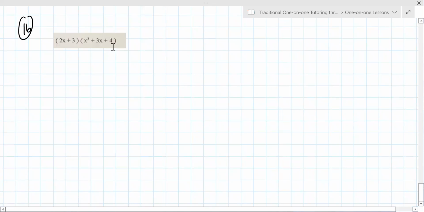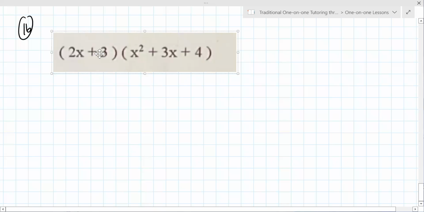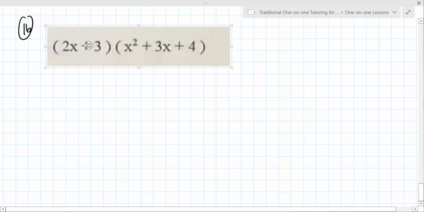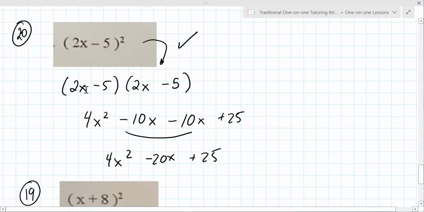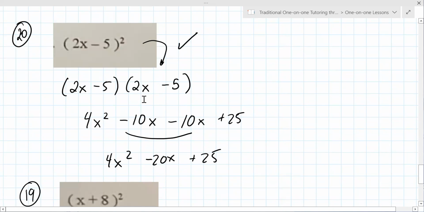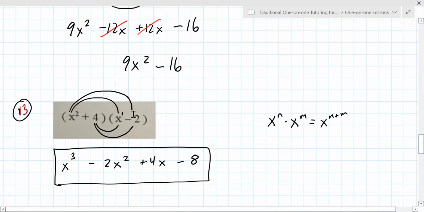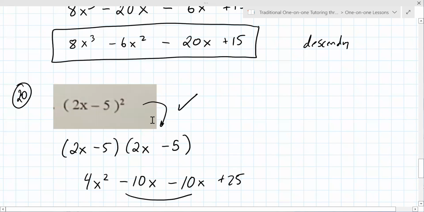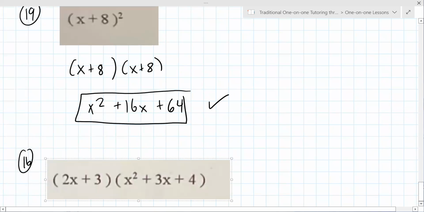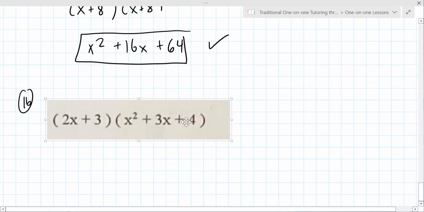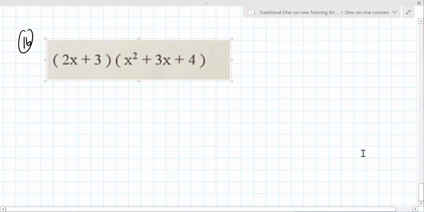All right. So the FOIL works well for what's called a binomial times a binomial. Basically, all the ones we've been doing are binomial times a binomial. Two terms times two terms. Okay. This is not a binomial times a binomial. This is two terms times three terms. And the FOIL method does not work.